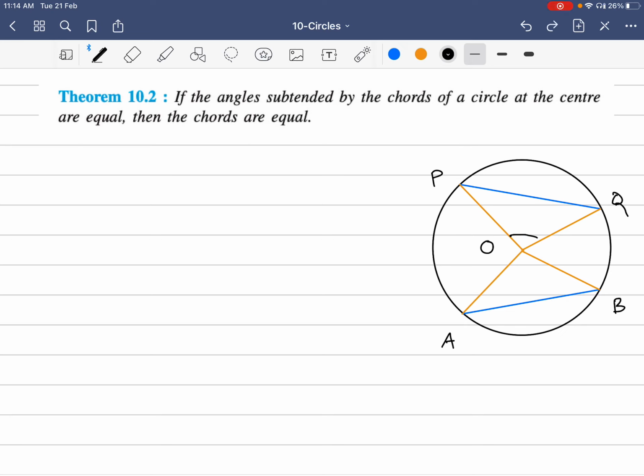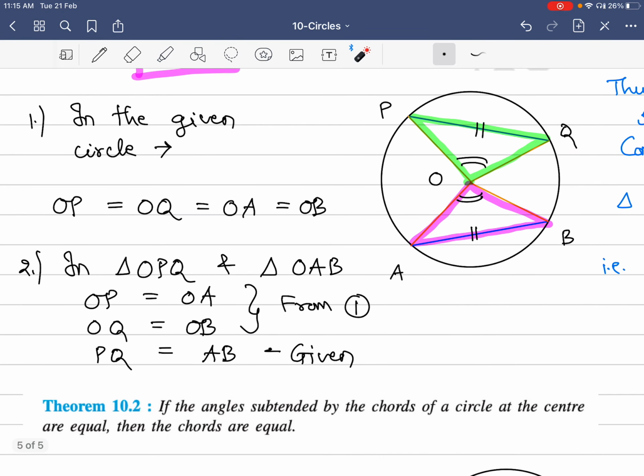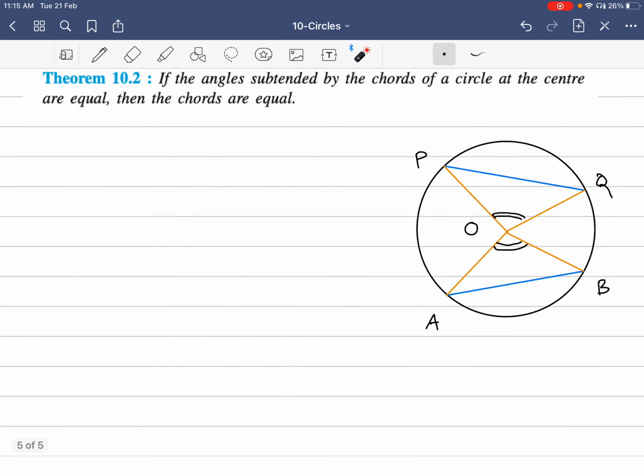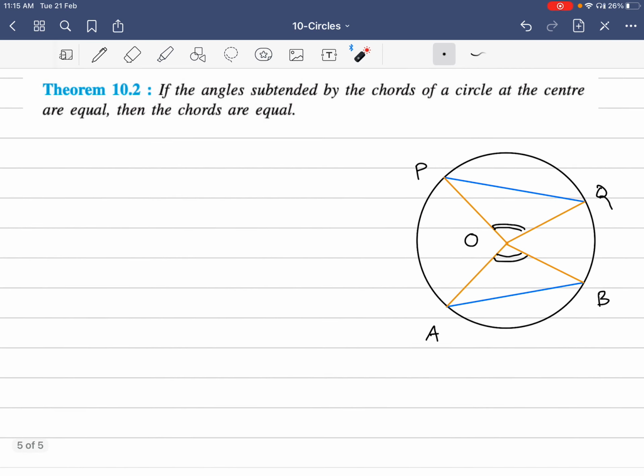Let me mark it nicely. This angle is equal to this angle. If this is given, then the chords are equal. So now we'll prove that the chords are equal, PQ and AB. In the previous scenario, it was given that the chords are equal, so we proved the angles subtended are equal. Now the converse is, if the angles subtended are equal, then prove that the chords are equal to each other.